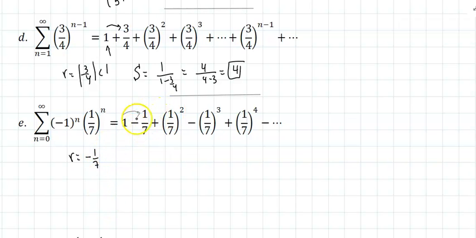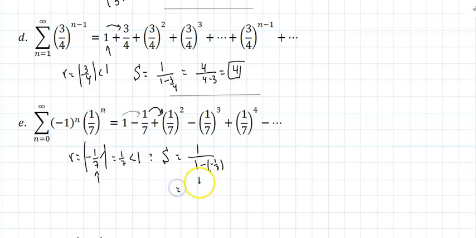And if you multiply negative 1 over 7 by negative 1 over 7, you get a positive 1 over 7 squared. In absolute value, that is 1 over 7, which is less than 1. So this infinite sum will equal the very first term divided by 1 minus, and R is a negative 1 over 7. So that is 1 over 1 plus 1 over 7. LCD is a 7. 7/8 is the infinite sum.